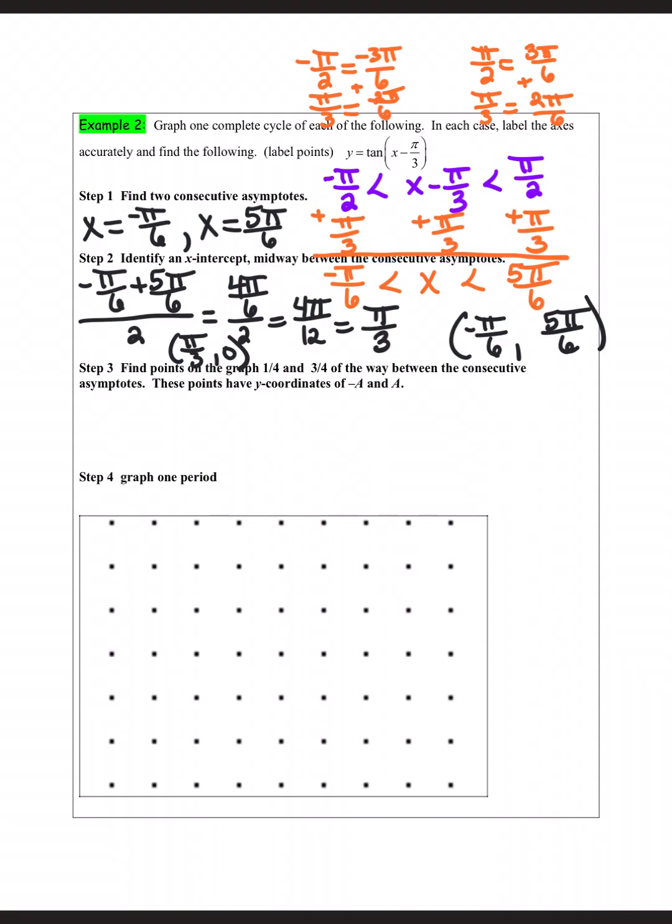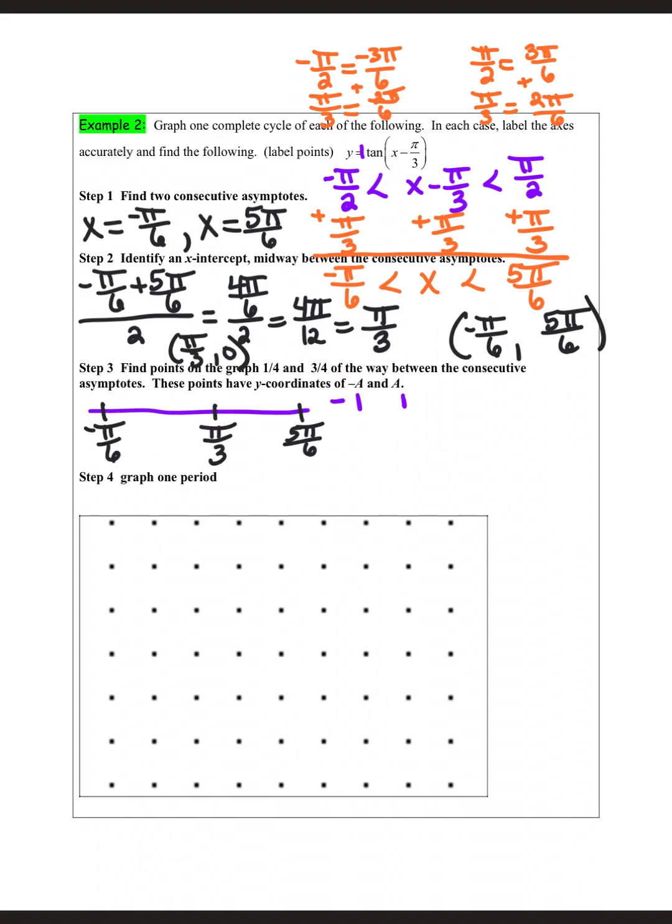So now we're going to find on the graph the points 1/4 and 3/4 of the way between the consecutive asymptotes. The points have a y-coordinate of negative a and a. Well, here my understood a is 1, so it will be negative 1 and 1 respectively. So I have my little number line, think about a number line. And here my asymptotes were negative pi over 6 and 5 pi over 6. And halfway we already said was pi over 3.